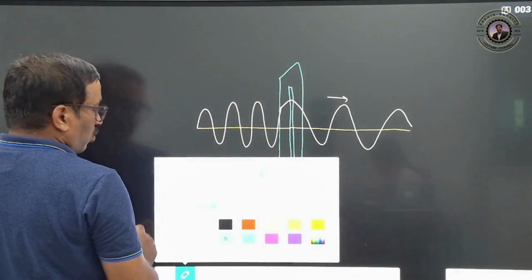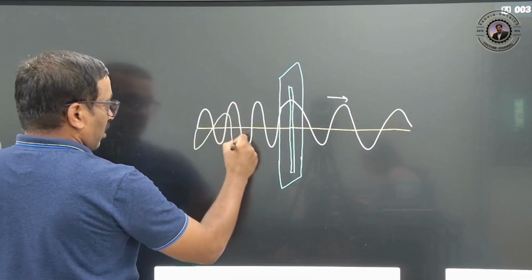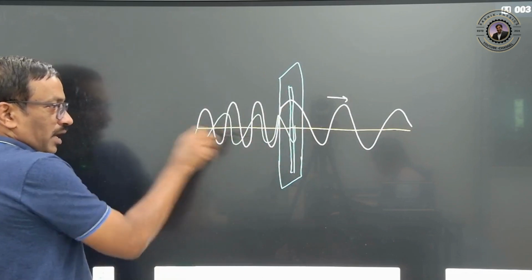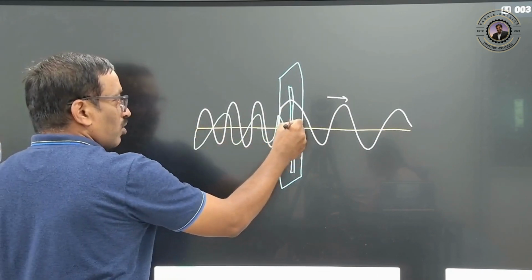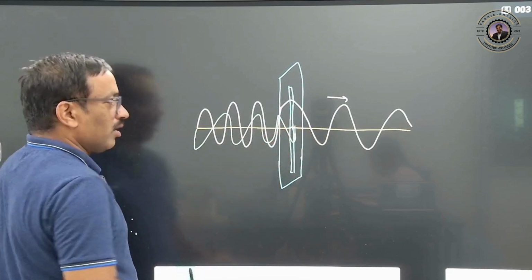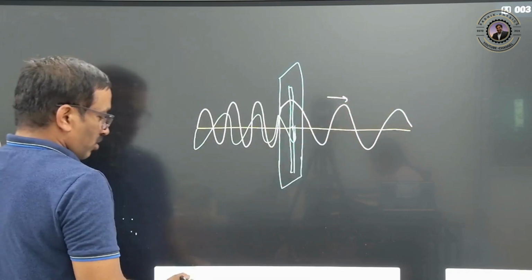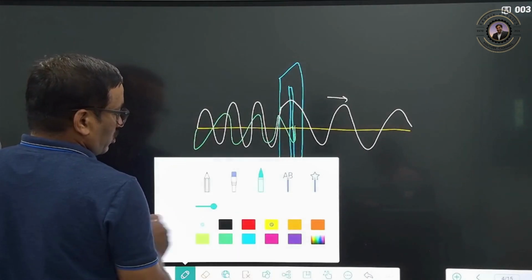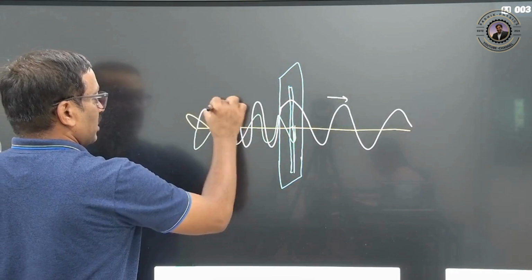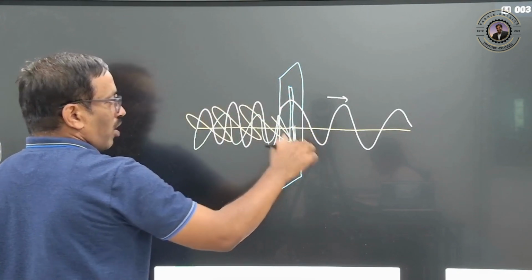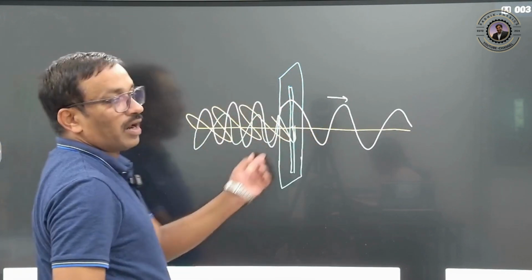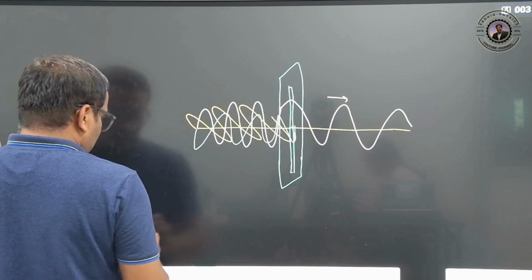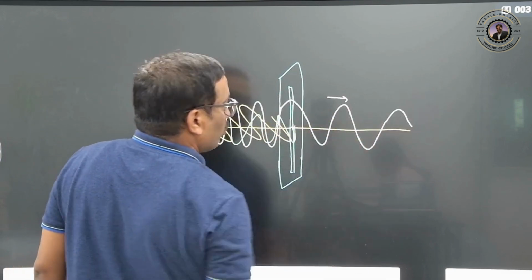But suppose a light wave is traveling along this direction. What will happen? It is getting blocked, because the oscillations along this side are not there, so it is not allowed to move toward this side. And if there is another wave like this, this also will be blocked. This type of wave also will not be able to pass through; only the wave oscillating along this axis will be able to pass through it.